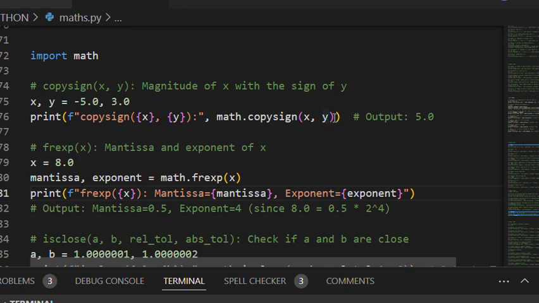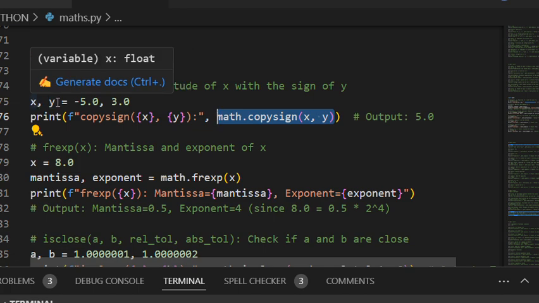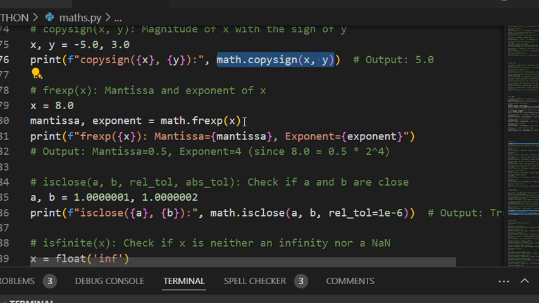This is the example code. So math.copysign gives the abs of x times the sign of y. Then we have math.frexp(x), which gives the mantissa and exponent.